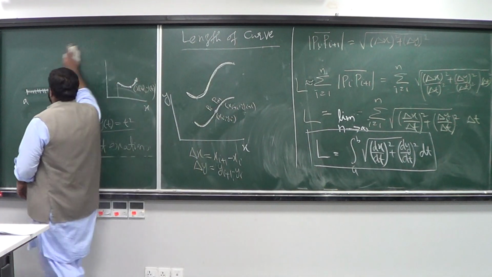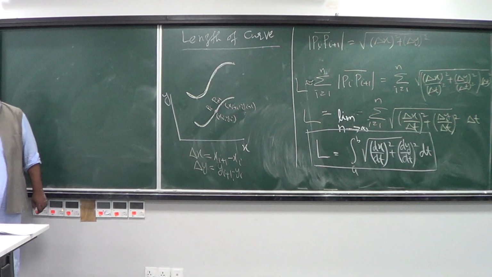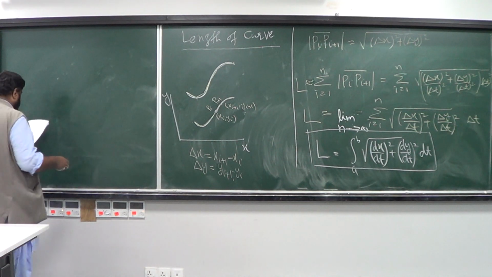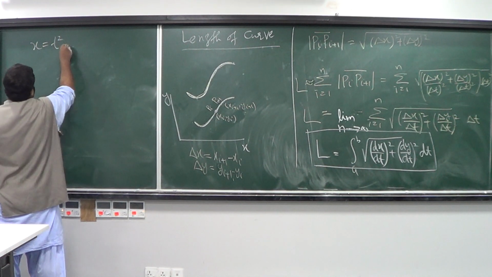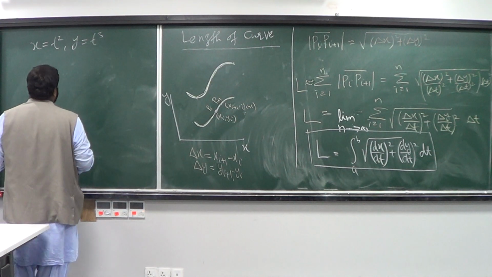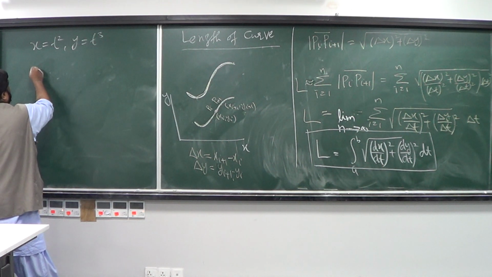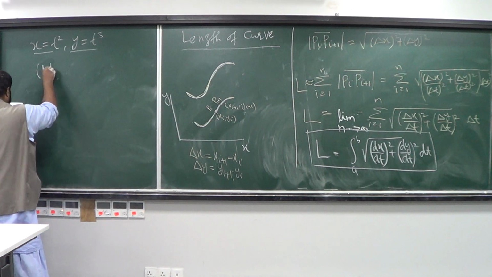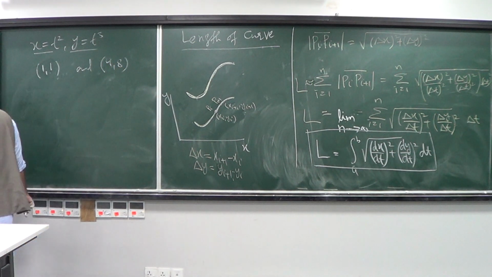So let me do one example. For example, I have a curve x equal to t square, y equal to t cube, and I need to compute the length of the curve defined by this formula, x equal to t square and y equal to t cube, between these 2 points, from (1, 1) to (4, 8).